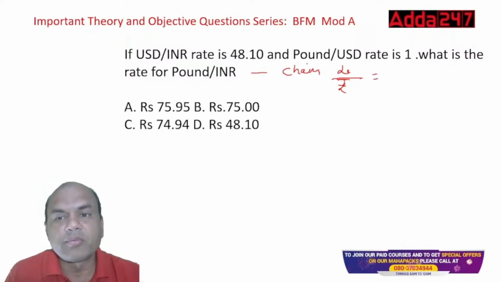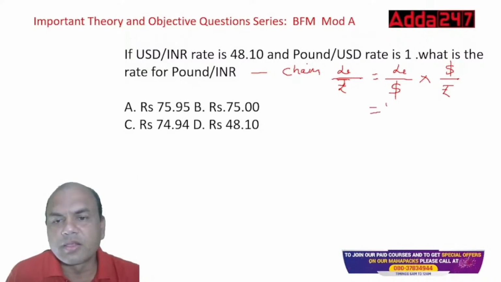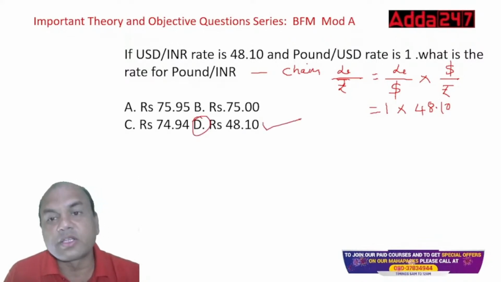Pound to dollar will bring in a common currency over here. See here, we want pound to rupee. So pound to dollar into dollar to rupee, right? In the comment section, everyone, type the answer now. Do we have pound to dollar? See this, pound to USD given 1. So it is 1 into dollar to rupees. What is the dollar to rupees rate given? 48.10. So what is the answer? Same, 48.10. D is the answer. So this is called the chain rule.